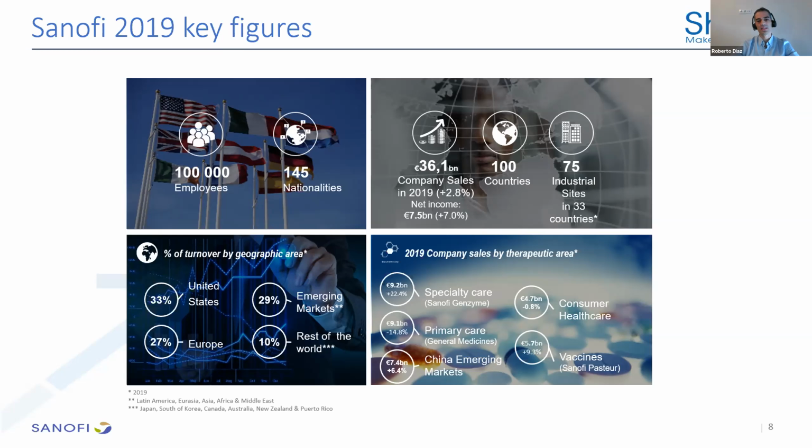In terms of company sales, the figure is 36.1 billion euros last year, with a net income of 7.5 billion, which is an increase of 7% last year. Sanofi is in 100 countries and owns 75 industrial sites over 33 countries. In terms of therapeutic areas, the biggest ones are specialty care and primary care. And quite remarkable is the 22.4% increase of last year in specialty care, or Sanofi Genzyme.